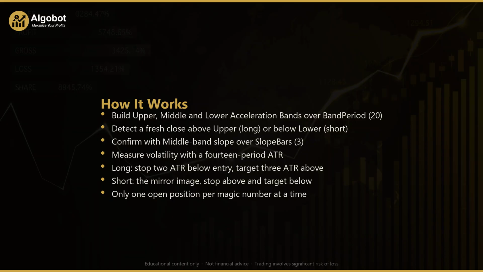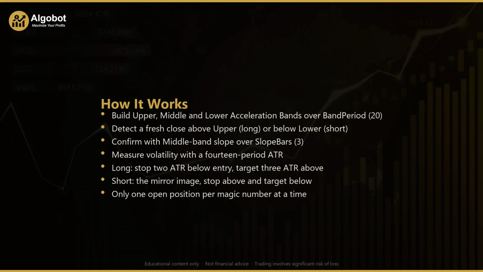A breakout alone is not enough. The strategy then applies a trend filter. It compares the middle band now against the middle band a few bars ago, using the slope bars setting, which defaults to 3. A long is allowed only when that middle band is sloping upward, and a short only when it is sloping downward. This keeps the strategy from chasing counter-trend pokes through the envelope.